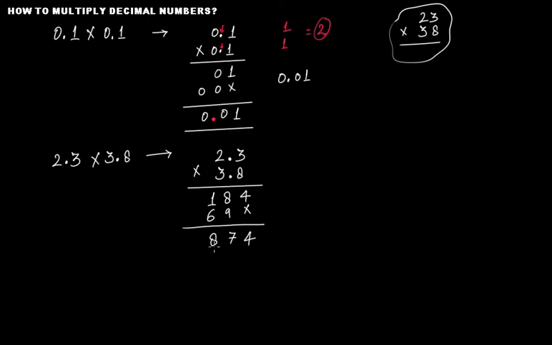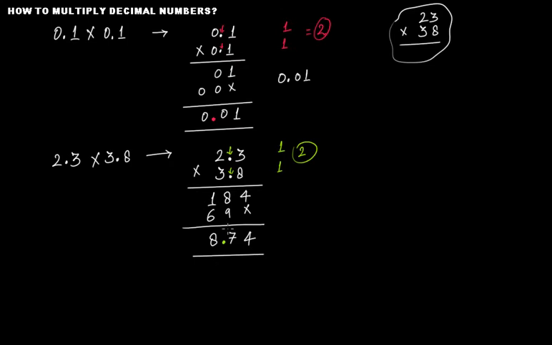Now look at this decimal point. How many digits do we have to the right of this decimal point? We have only 1 digit. How many digits do we have to the right of this decimal point? We have again 1. So 1 plus 1 is how many? 2 digits. Starting from the extreme right digit, 1 and 2. Place your decimal before the second digit. So 8.74 will be your answer.